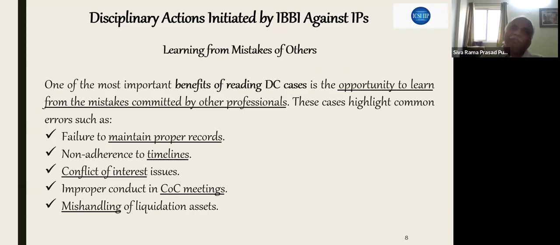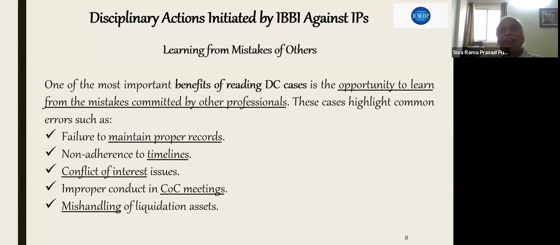Conflict of interest issue. Independence, independence, independence. Particularly the related party transactions, all these things are there. Why are you giving favor to some people in the particular process? Independence is one of the important areas. Improper conduct of the COC meeting: once you are invited to a COC meeting, you should be updated in knowledge. What is the agenda? What are the papers to be carried? What are the probable questions that are going to be raised in the COC meeting? What are the pending issues? All these things, time management and planning, are very much required for the profession.